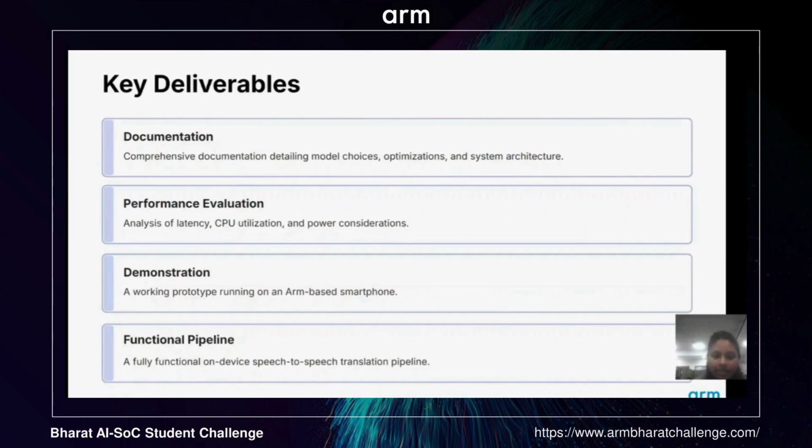Coming to the deliverables, your final submission should include a fully functional on-device pipeline, clear documentation of design choices, performance analysis, and a working demo on an ARM device. Extra features beyond the basic requirements, if well justified and well implemented, will be highly appreciated and can significantly strengthen your submission.